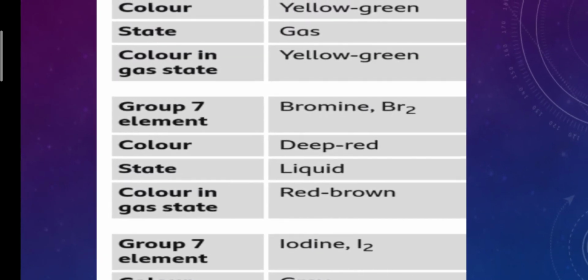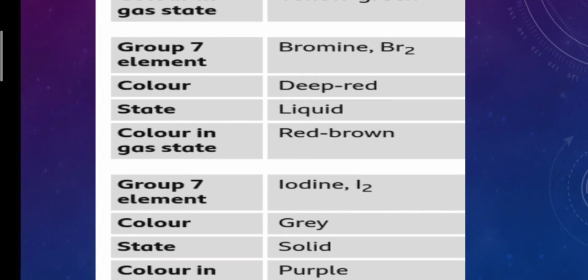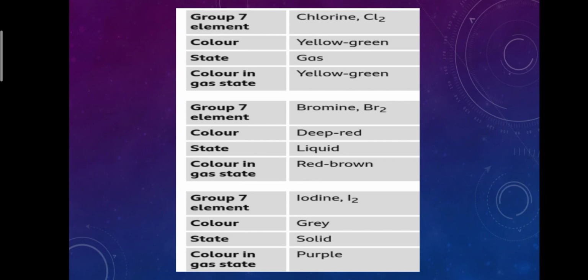The third element of group 7 is bromine. Its color is deep red. It exists in liquid state at room temperature. In gaseous state, it appears in red-brown color. The fourth element of group 7 is iodine. Its color is gray. It exists as a solid at room temperature, and in gaseous state its color is purple.